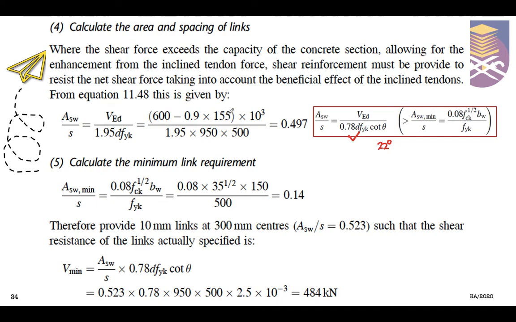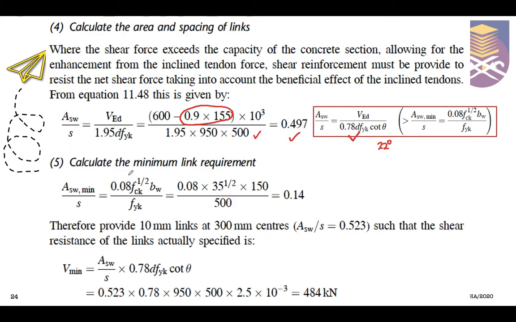So we are going to consider the value of the vertical component from just now. This is our subjected shear force, so deduct the vertical component that is due to the inclined tendon. Then we have 1.95d times fyk. This is for the bottom portion. So calculate that, and we will get ASW over S equals 0.497.